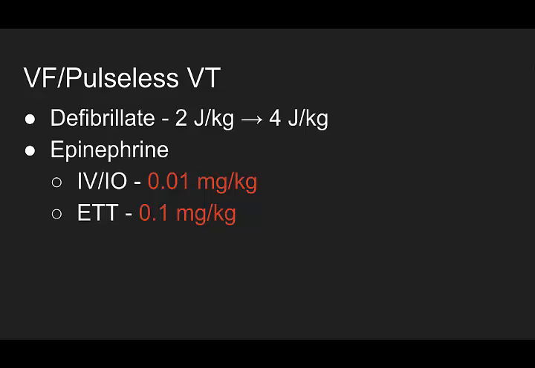Starting point is 2 joules per kilogram, moving up to 4 joules per kilogram. And your epinephrine dose, whether given IV or IO, is 0.01 mg per kg. If you give it through the endotracheal tube, which you can do, it's 0.1 mg per kg.